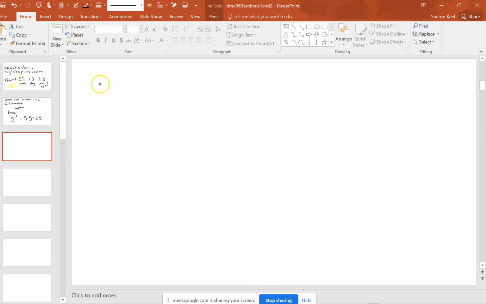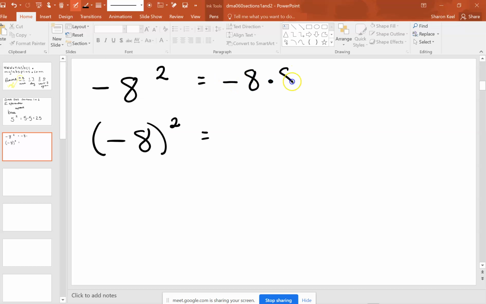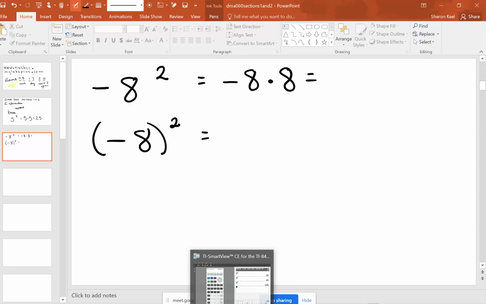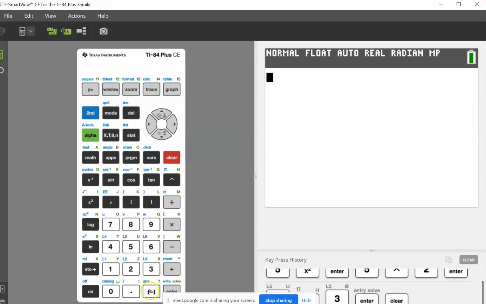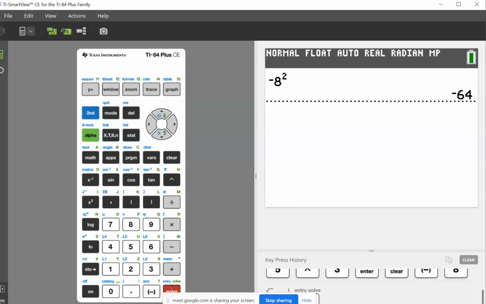Let me show the difference between -8 squared and the difference between that and (-8) squared. -8 squared, there is no parenthesis. So that means I have -(8 times 8). On the calculator, the negative sign is down here at the bottom. -8 squared is going to give me a -64.